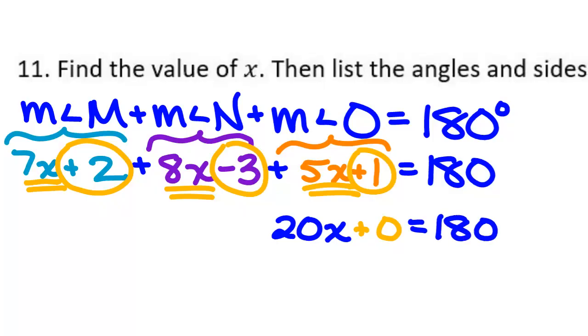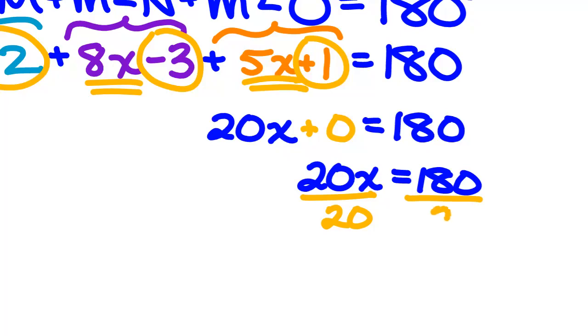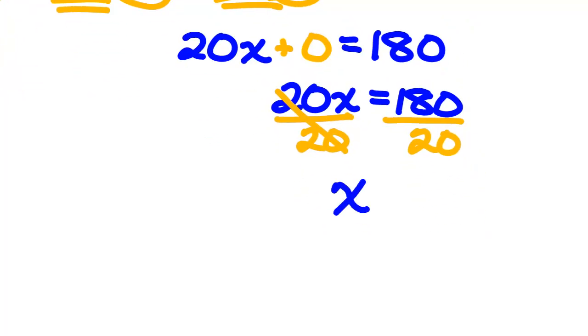equals 180. Do I have to worry about a plus 0? No, so that's just 20x equals 180. Then I'm going to divide both sides by 20. And that means x is what? X is 9.